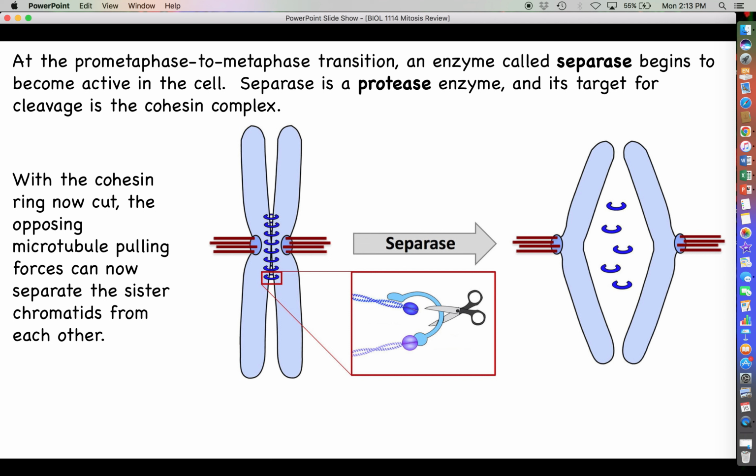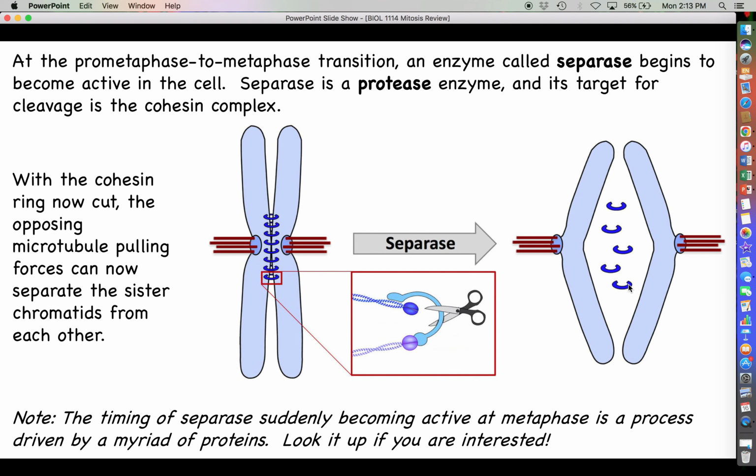So once the spindle checkpoint is passed and separase cuts this cohesion ring, those microtubule pulling forces that we just saw are actually going to pull the sister chromatids apart from each other, as you can see going from the left of this figure, where the cohesion complexes are intact, to the right side of this figure, which is what happens after the separase becomes active and after those cohesion rings are cut.